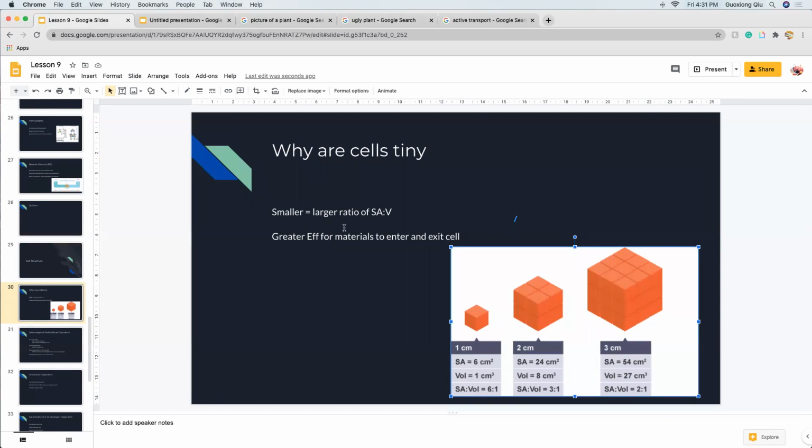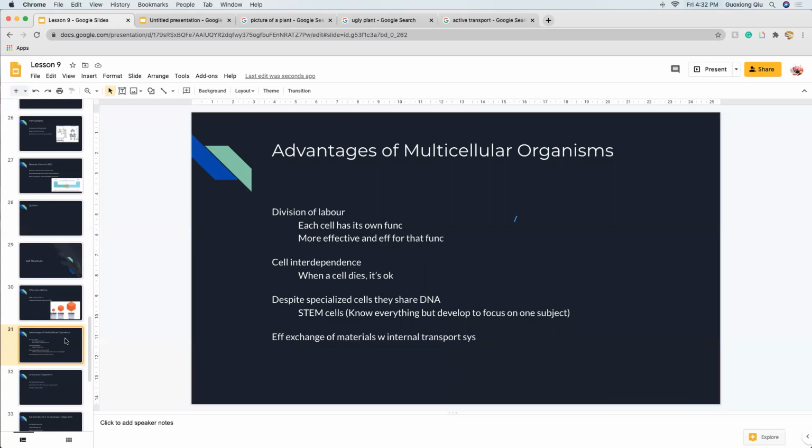With a larger surface area, more things can come in at once and leave at once. And because there's a smaller volume, when materials enter the cell, they can get to where they need inside the cell pretty fast. They don't need to travel very far. And waste leaving the cell leaves pretty fast since there's a very small area to travel. All right. So we humans are multicellular organisms.